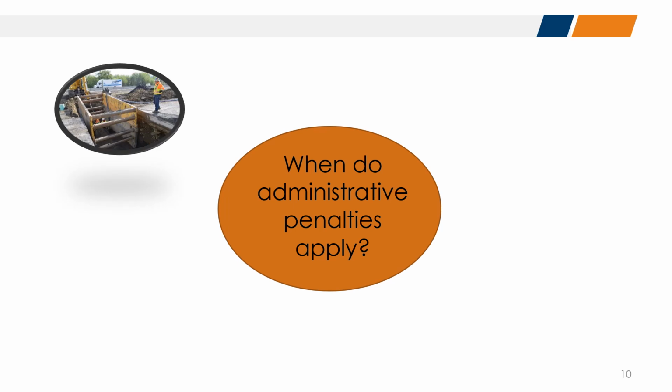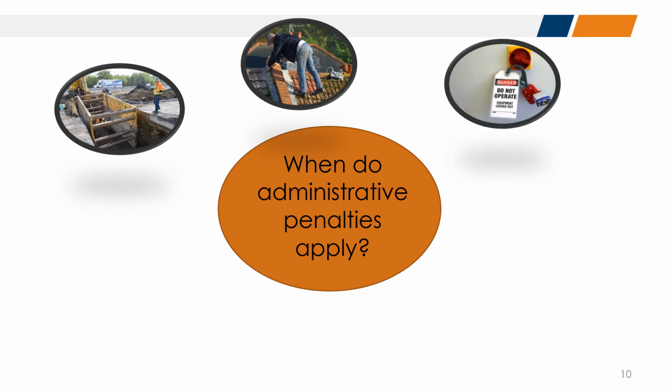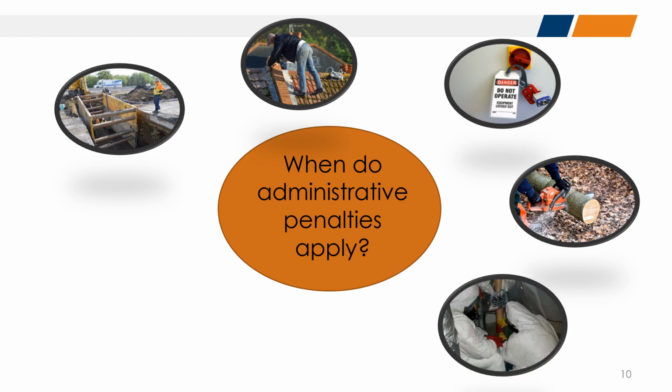In this first image, we see someone working in a trench. It would be high risk to work in a trench without protection. Working at heights without fall protection, not locking out a machine when conducting its maintenance, working with a chainsaw without proper personal protective equipment, as well as working with materials containing asbestos without a code of practice are all considered high-risk situations where administrative penalties apply.